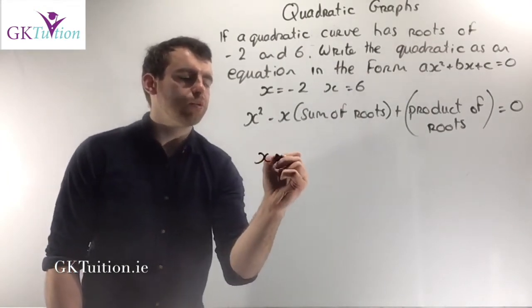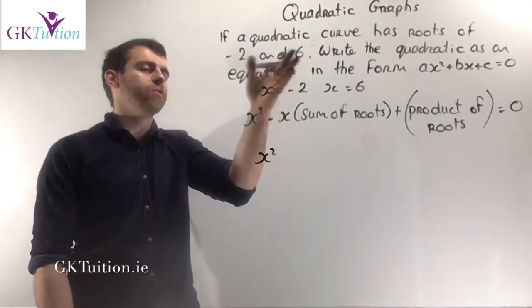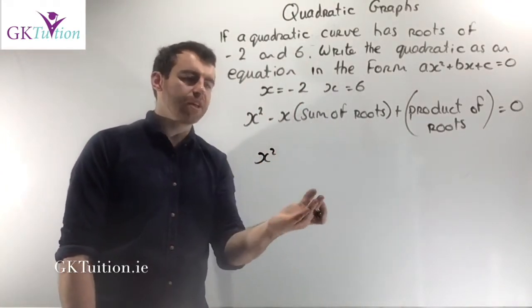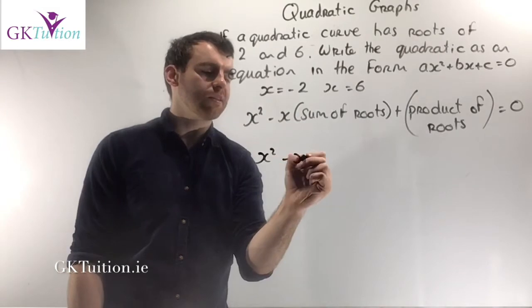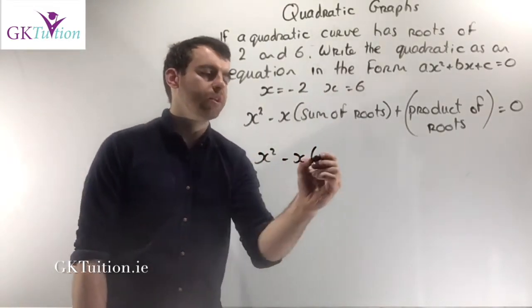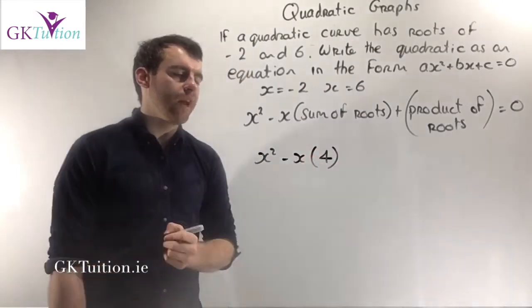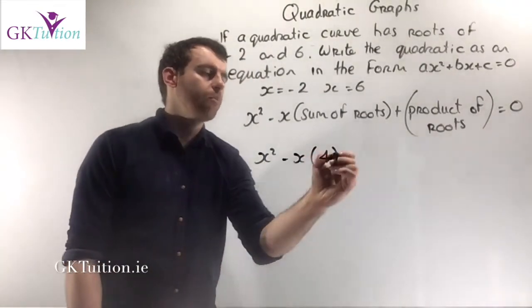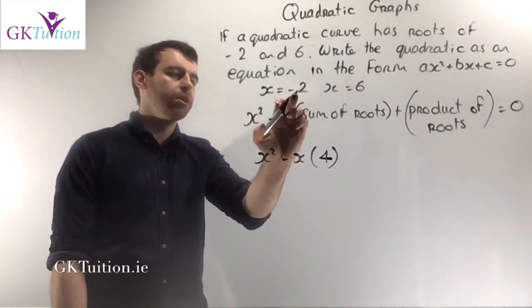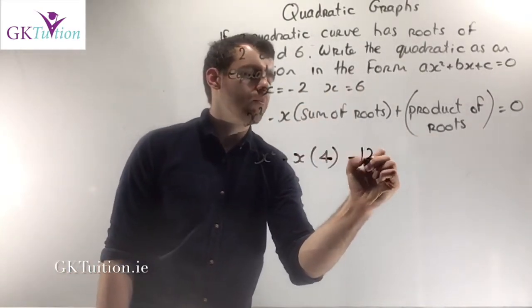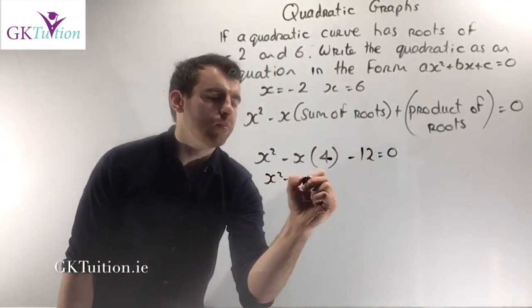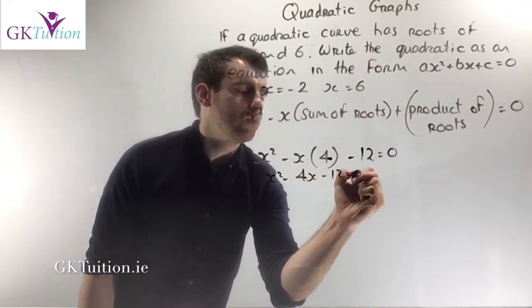So I could rewrite this quadratic. The question told me the roots of the quadratic are -2 and 6. So the sum means you add them together. So x squared minus x times the sum, in this case, would be -2 plus 6. -2 plus 6 is simply 4. So it would be x squared minus x times 4 plus the product of the roots. The product means you multiply them by each other. -2 multiplied by 6 gives me -12 equals 0. Obviously here I could rewrite this as x squared minus 4x minus 12 equals 0.